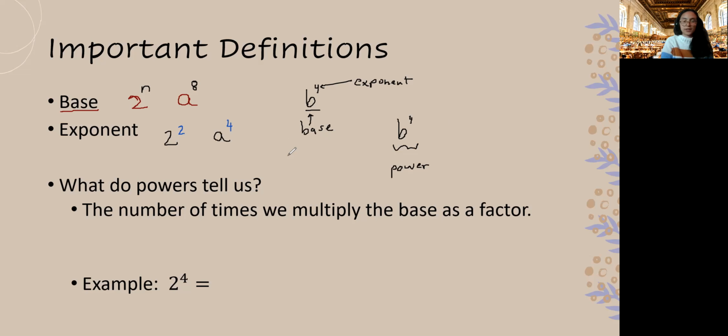So I have an example here at the bottom. We have 2 to the 4th. So our base is 2 and our exponent is 4. This power is going to tell us how many times to multiply 2. Here it's a 4, so we're going to multiply 2 4 times. 2 times 2 times 2 times 2. And this will give us 16. Okay, so let's go ahead and do some problems.